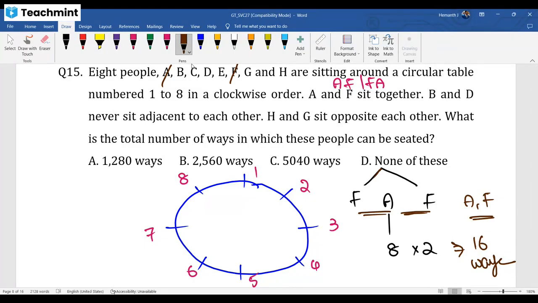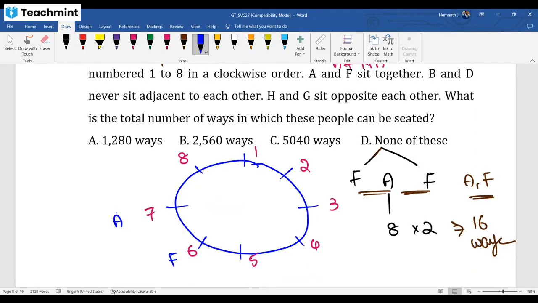How many slots do we have? Let's say A and F occupy these two slots. Among those 16 ways, I'm showing you one situation here: AF can be 1-2 or 2-1, anything. Then H and G. H still has 6 chances. When H is fixed, automatically G should be fixed. I'm showing you one case here.